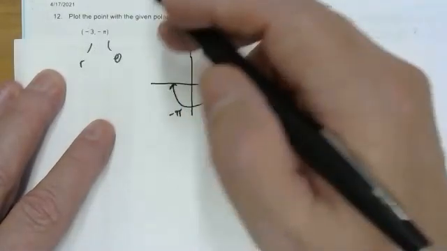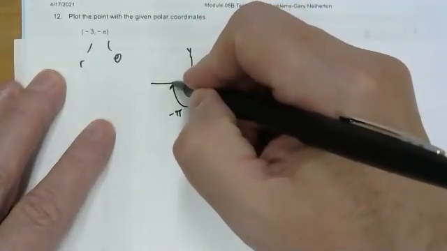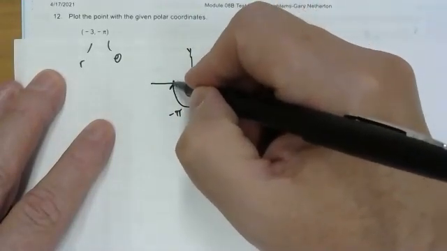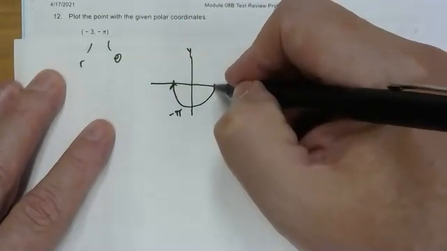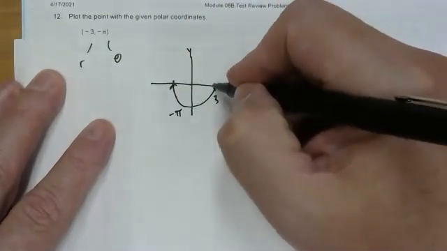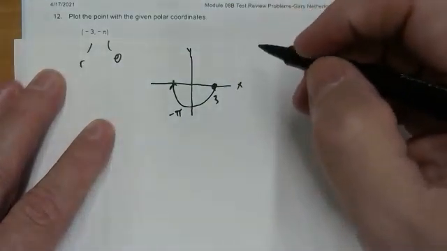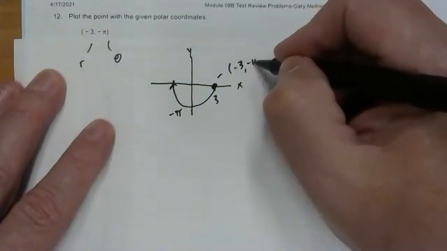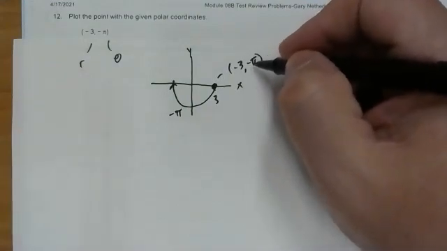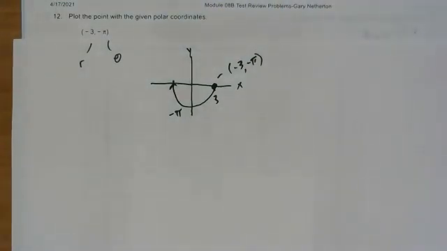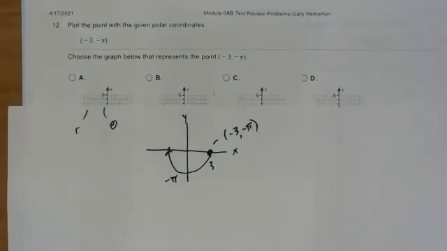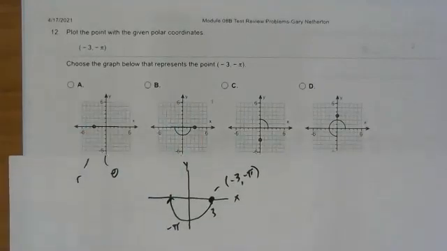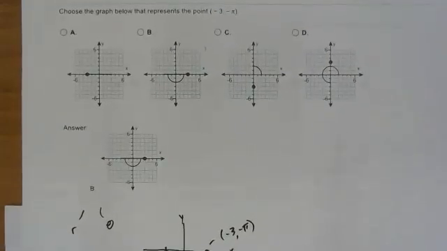But then we're going to go -3. So say if this was 3 right here, our point would be here, but -3, it gets flipped over here. And our point should be right here. So in polar coordinates, that point is -3, -pi. We can check. It should be this point right here. The answer should be B. And the answer is B.